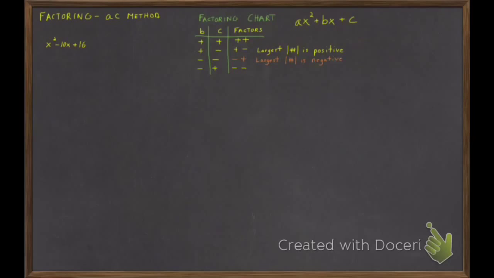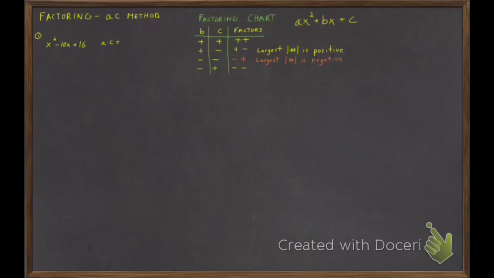So if we look at example number 1, we'll label this as example 1. We have this trinomial, this quadratic, and we want to simplify it. We want to factor it. So using the AC method, we want to do this. So we want to do A times C. So what is our A times C?